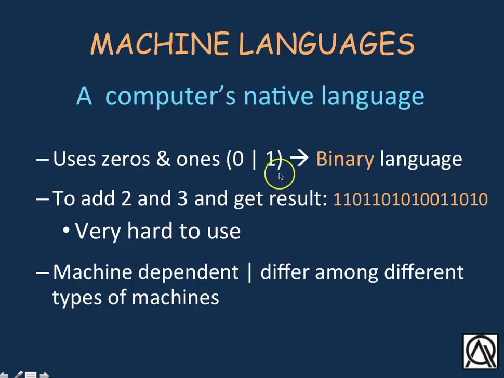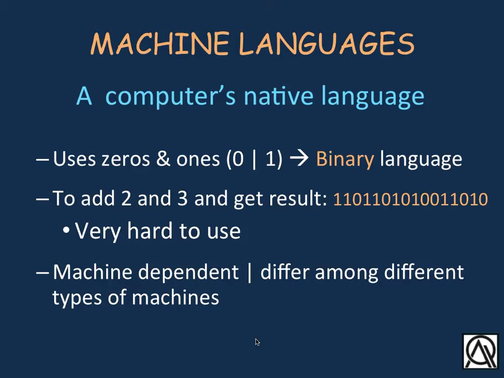For example, if we want to add two numbers, 2 and 3, we will write something like this. This is the instruction written using the machine language. It is a group of ones and zeros, as you can see. And this is only one instruction just to get the sum of 2 and 3 and get the answer, which is 5. So as you see, it is very hard to use.